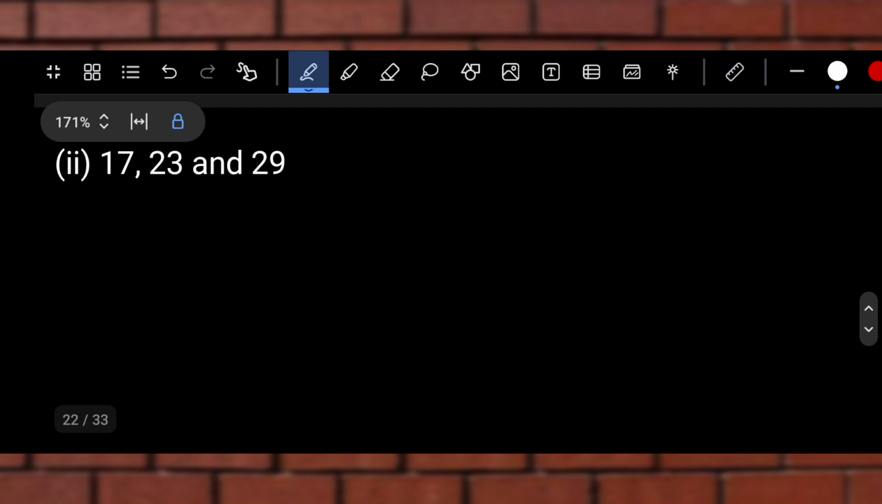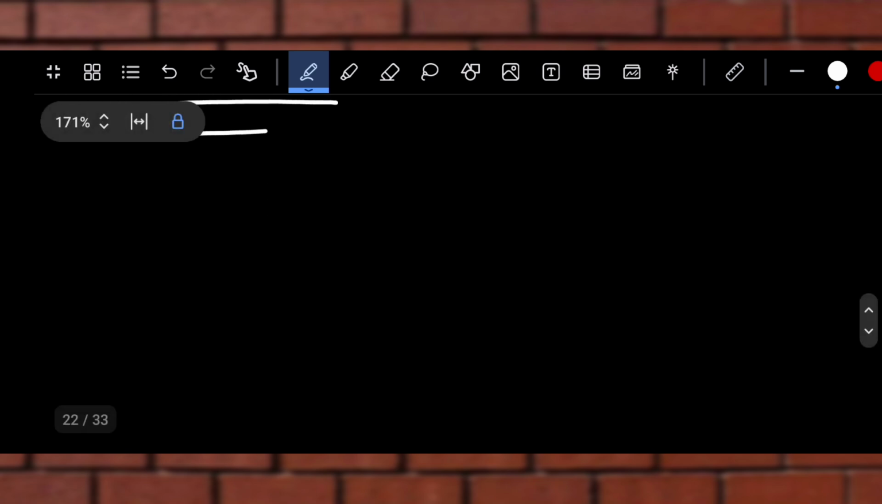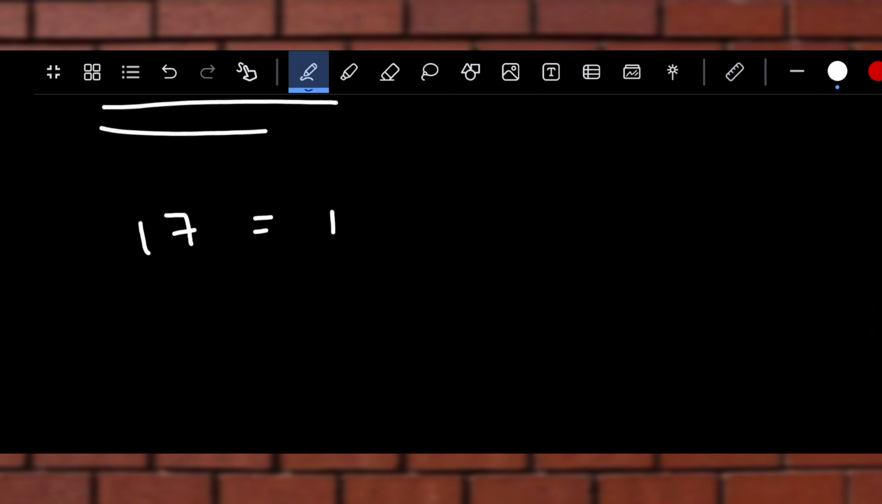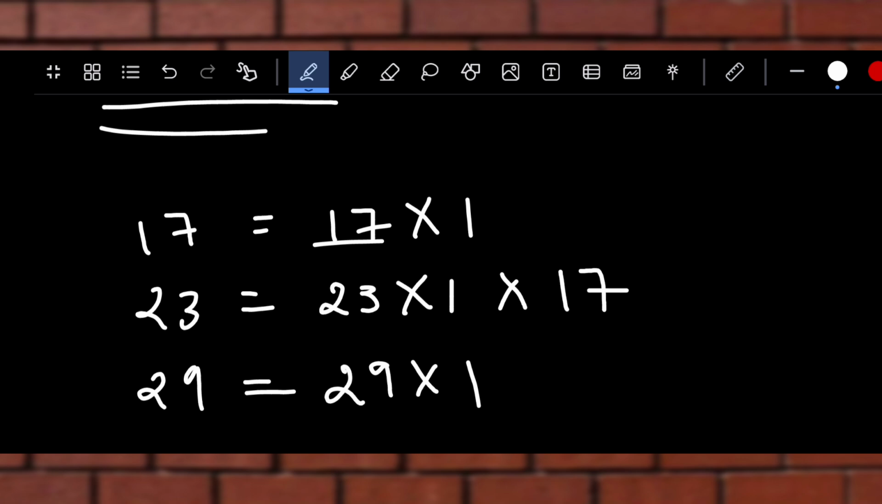17, 23, 29. Here, these numbers are all prime numbers. So we'll write 17 is equal to 17 into 1. 23 is equal to 23 into 1. 29 is equal to 29 into 1. Whichever numbers are not given, please write them in the other two. Now 17 I have only in the first place. I'll write it here: 17 to the power 0.